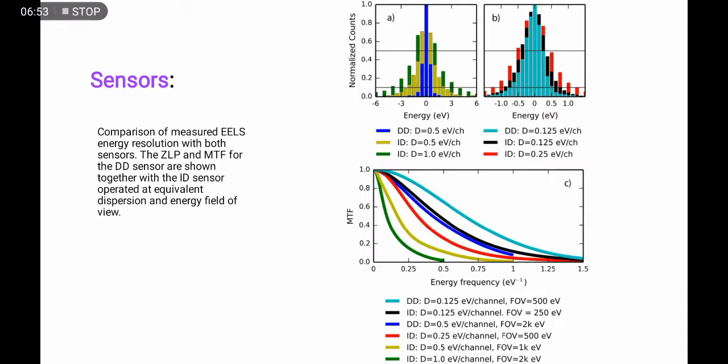At a dispersion of 0.125 electron volt per channel, the difference between sensors is reduced, though DD still offers a moderate improvement in the measured energy resolution. We also compare energy resolution between sensors at constant energy FOV, which is determined by the detector pixel count multiplied by the dispersion.